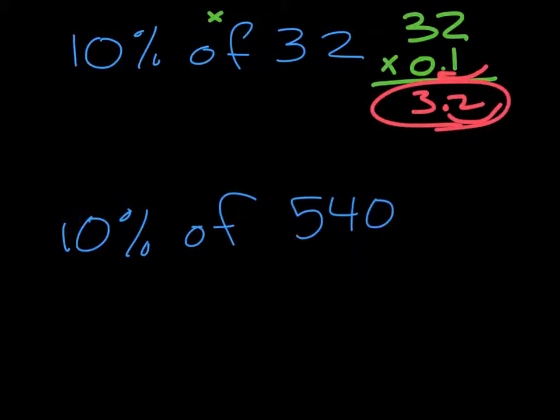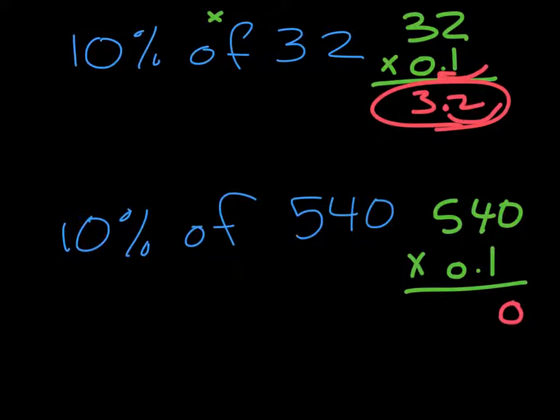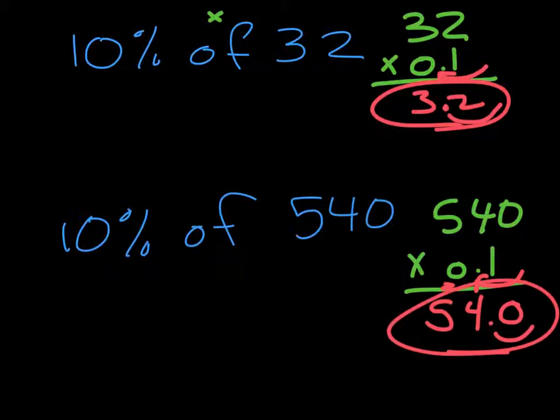All right, so what about 10% of 540? I would take 540 times 0.1, because that's another form of 10%. That's nice and pretty. And then when I go to multiply, 1 times 0 is 0, 1 times 4 is 4, 1 times 5 is 5. I don't need to worry about this 0, but I do need to move the decimal over one place. So look what happened. Both times, if I'm multiplying by 0.1, guys, I'm multiplying by 1, right? So it's going to be the same digits.